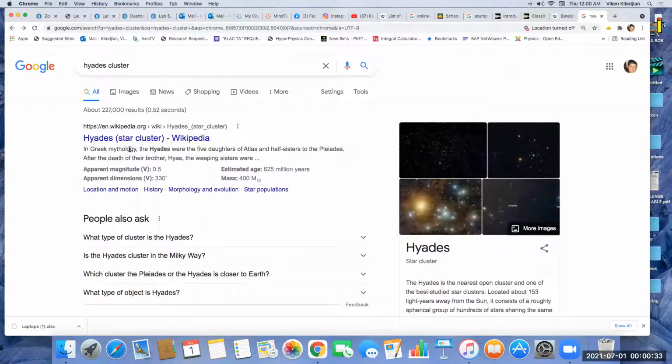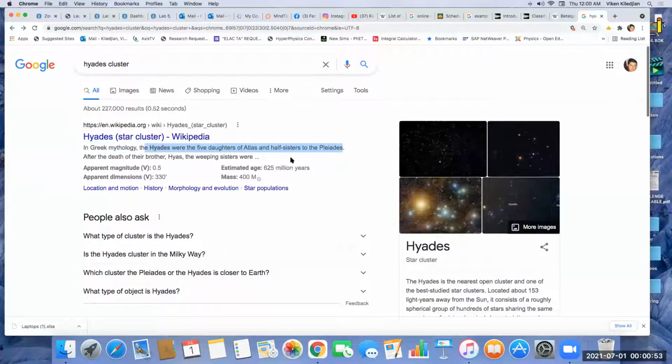So in Greek mythology, the Hyades were the 5 daughters of Atlas and half sisters to the Pleiades. So there's always this beautiful Greek mythology connected to these. It's the 5 daughters of Atlas and half sisters to the Pleiades. After the death of their brother Hyas, the weeping sisters were.